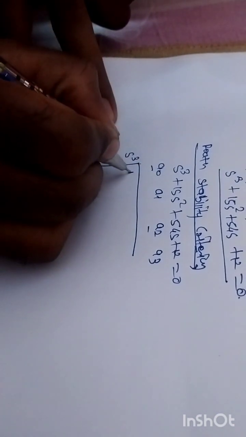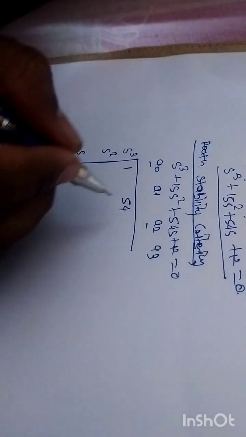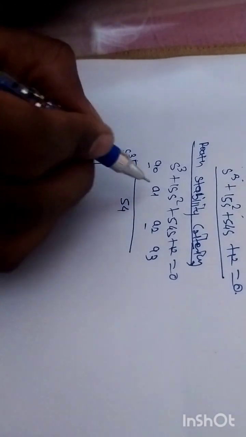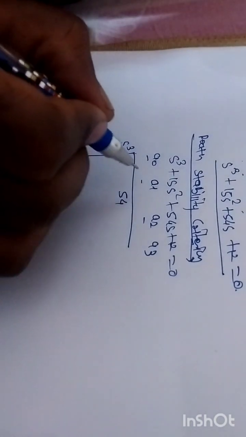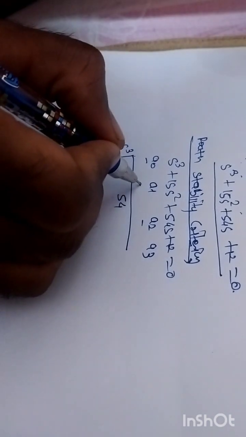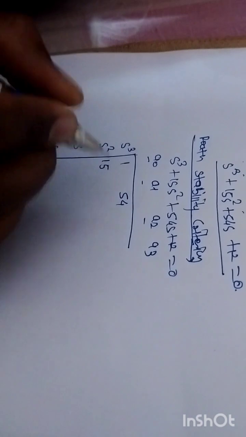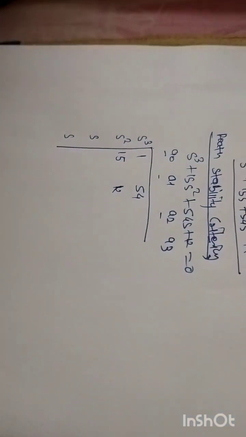So a0 equals 1, a2 equals 54. In that second row, a4 equals 0, so no need to consider that a4. Here a1 equals 15. In that second row we need to consider all the elements located at odd positions, that is a1, a3, a5. So a1 equals 15, a3 equals the constant value k, and a5 equals 0.